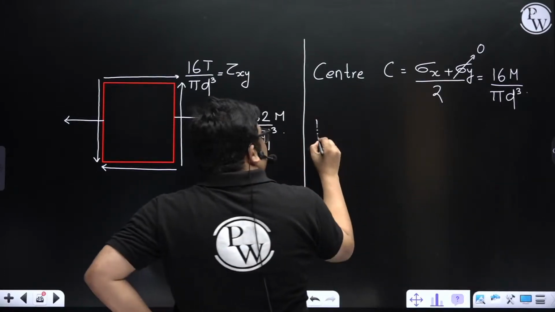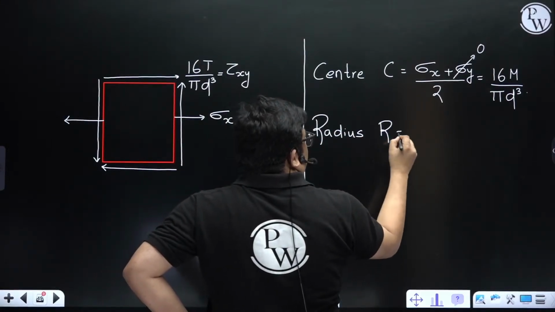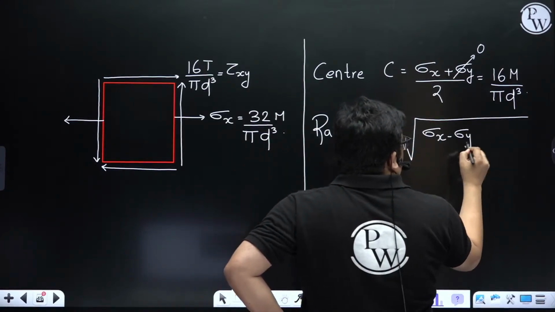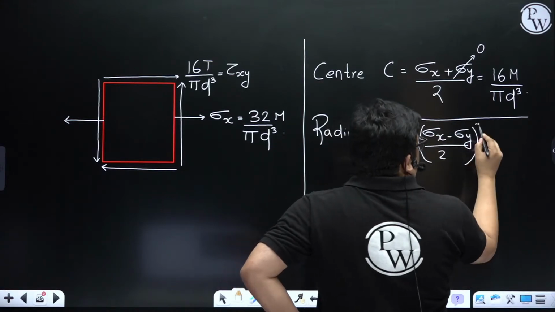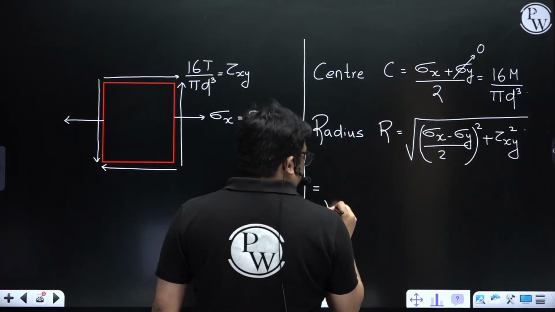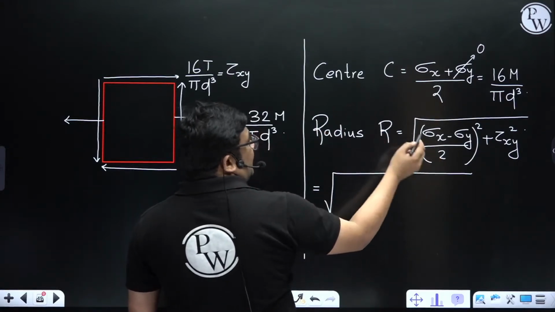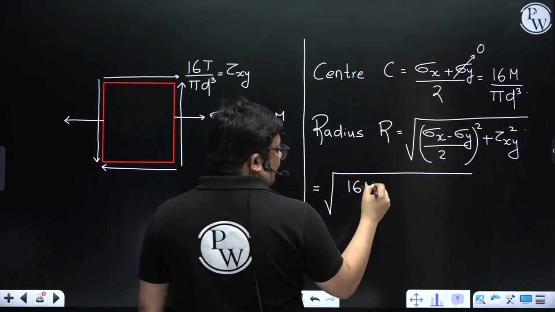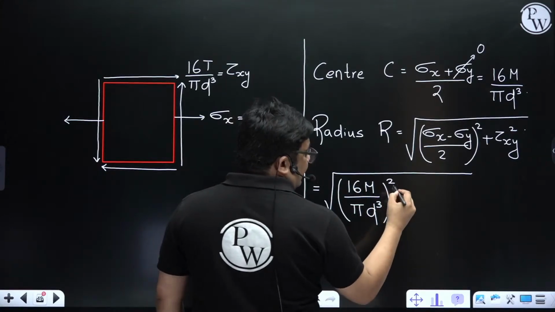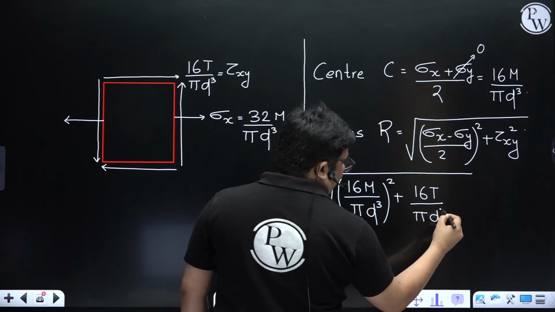And what is the radius? The radius was root under sigma x minus sigma y by 2 whole square plus tau xy whole square. Anyhow, sigma y is 0. So sigma x by 2 will be 16m by pi d cube whole square, and then tau xy is 16t by pi d cube whole square.